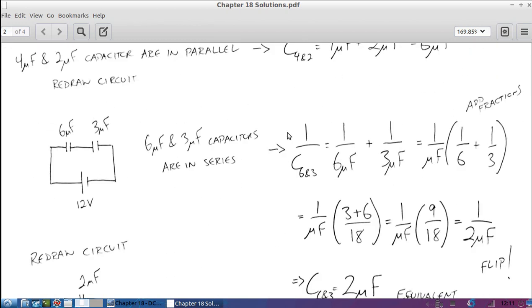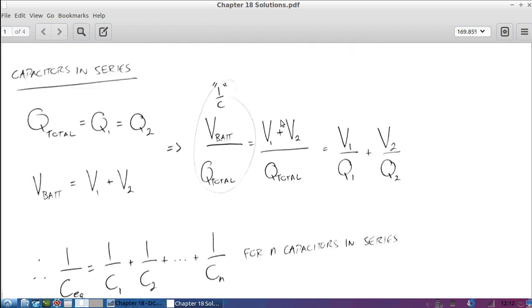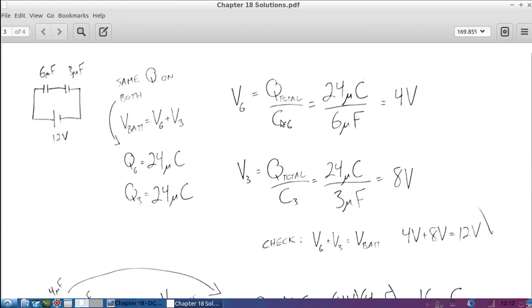I'm going to go all the way back up because that's why I wrote these three variations of my equation, because I like to have this handy. V equals Q over C. Alright, so I'm looking for V6 and I'm looking for V3. I know Q6 and I know Q3 from my rules. So Q6 is 24 microcoulombs, C6, the capacitance of this capacitor, 6 microfarads.